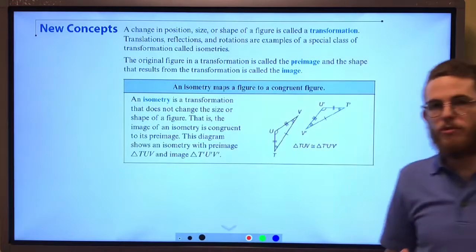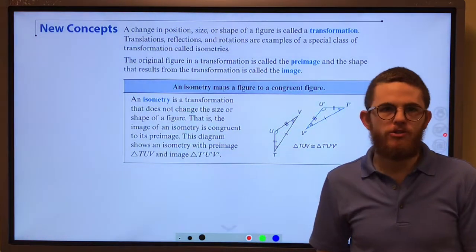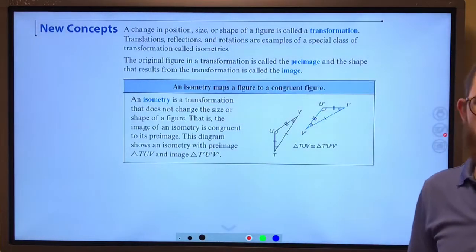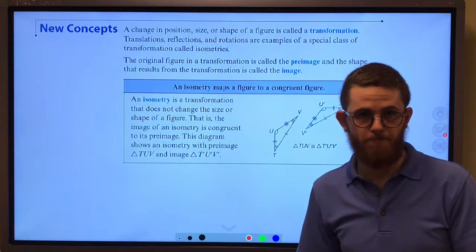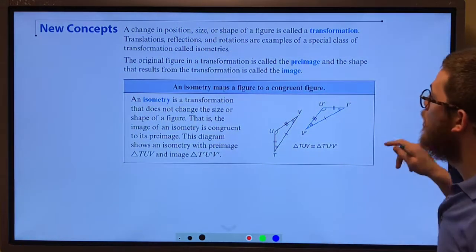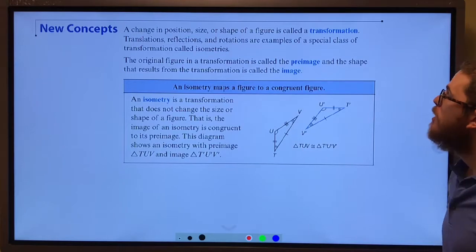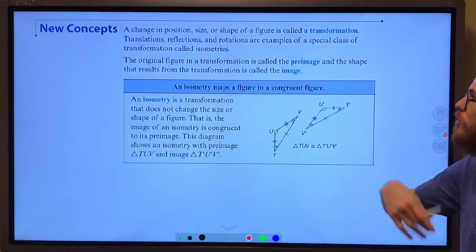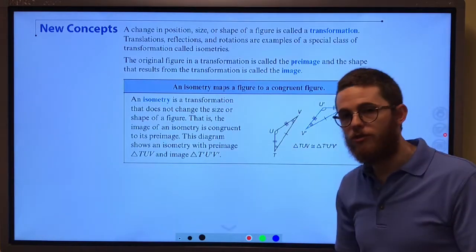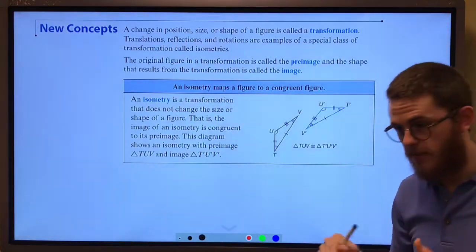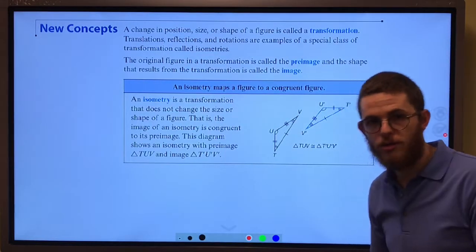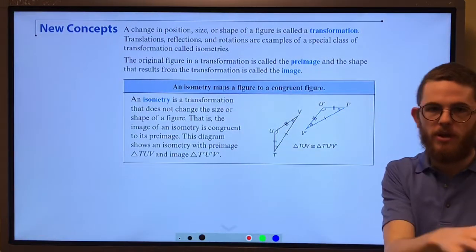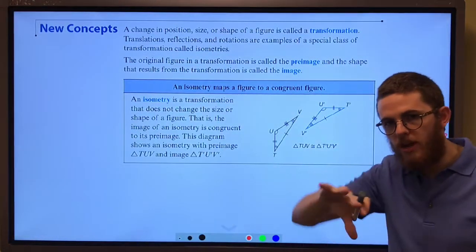All right, looking at some transformations today, very much an introduction, a lot of vocabulary. So if you're someone who struggles to care about vocabulary in math, it's going to be a tough day. A change in position, shape, or size of a figure is called a transformation. Translations, reflections, and rotations are the specific transformations we're talking about in this lesson. Translations are just moving it around, a reflection is just flipping it back and forth, and a rotation is just turning it.